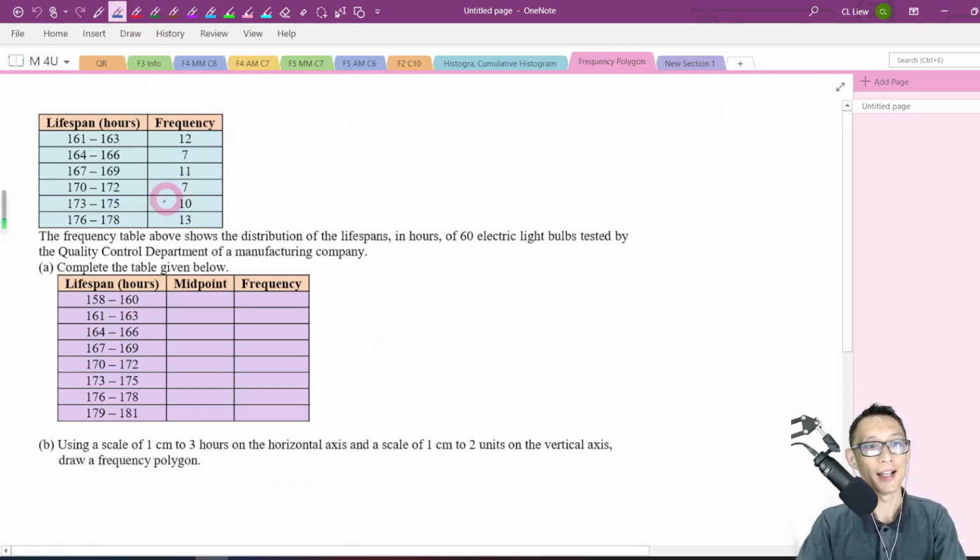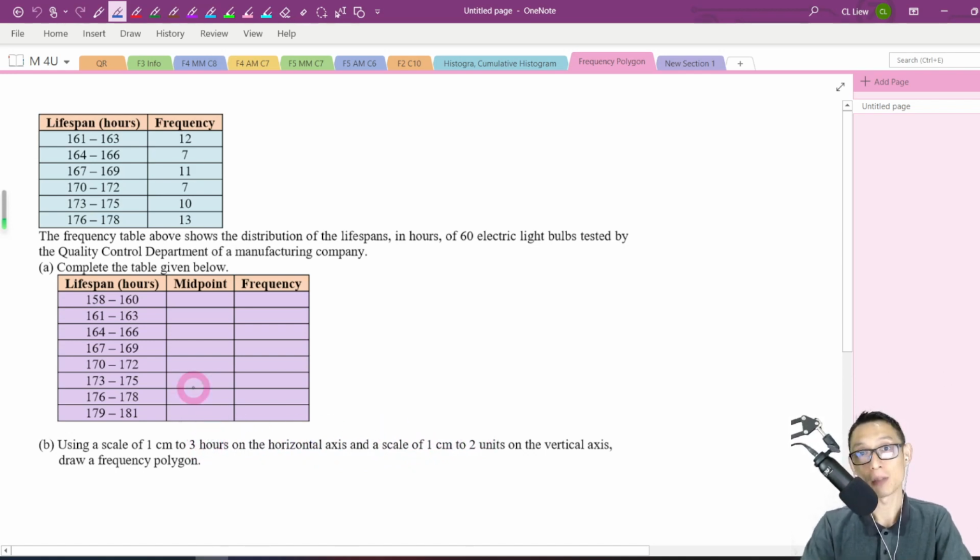Now let's try this question. The frequency table above shows the distribution of the lifespan in hours of 60 electric light bulbs tested by the quality control department of a manufacturing company. We want to complete the table given below, using a scale of 1 centimeter to 3 hours on the horizontal axis and 1 centimeter to 2 units on the vertical axis, and draw a frequency polygon. Be careful, because the graph grid is normally 2 centimeters per big square.